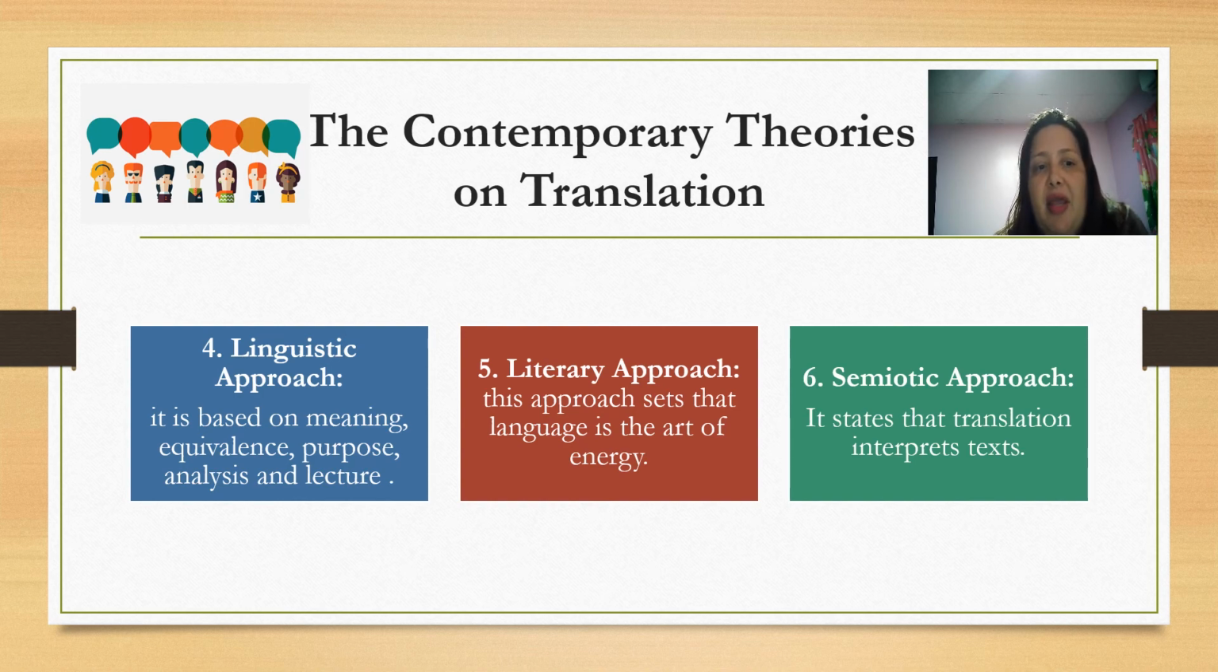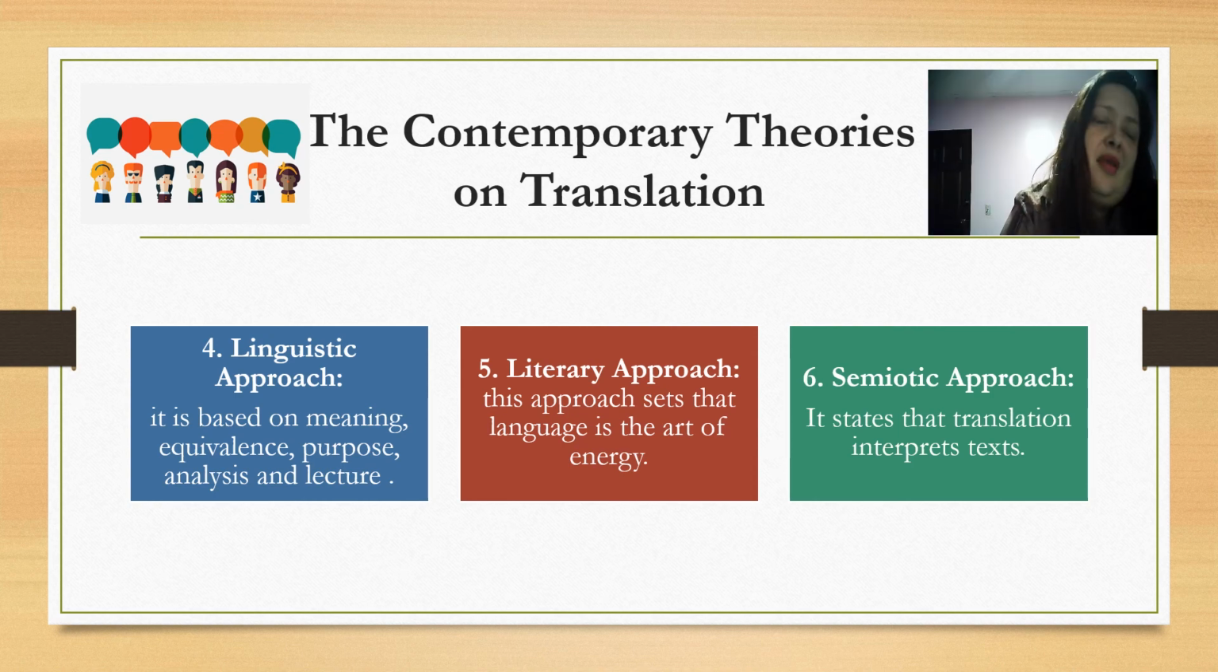Then we have the literary approach. The literary approach sets that language is the art of energy. But why is language the art of energy? Because language is in charge of transmitting emotions, hate, love, and sadness. Are those emotions that are able to move a writer to express them through words. Then the responsibility of a good translator is not to translate a document or a text. The responsibility of a good translator is to translate the framework on literature and the emotions that are involved in it.